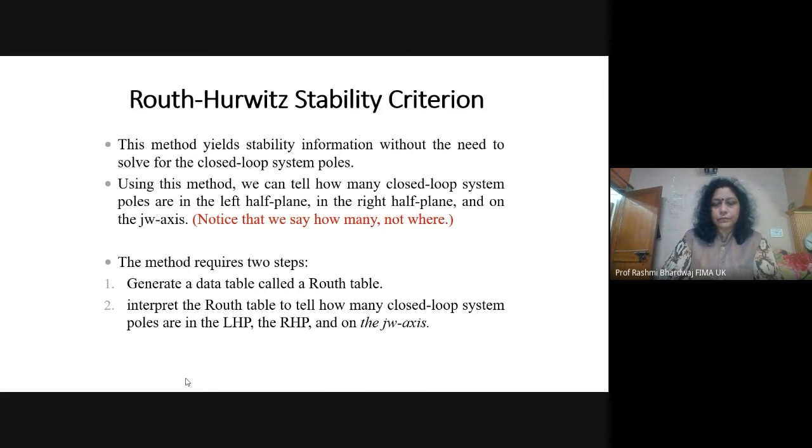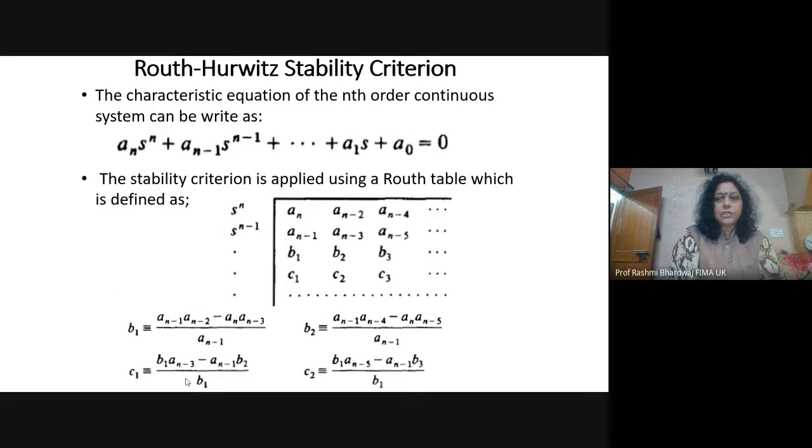And we generate the Routh table for the characteristic equation of the nth order continuous system, which can be written as a_n s^n plus a_(n-1) s^(n-1) and so on. We know how to write down the polynomial, and now we are using the stability criteria. The Routh table starts with a_n, then a_(n-2), a_(n-4), so you take the even coefficients separately, starting with the s^n coefficient. Then you write a_(n-1), a_(n-3), and so on, separating odd and even.